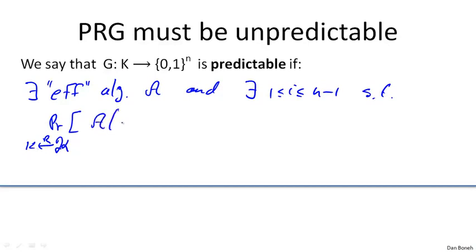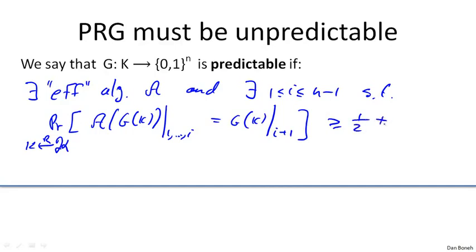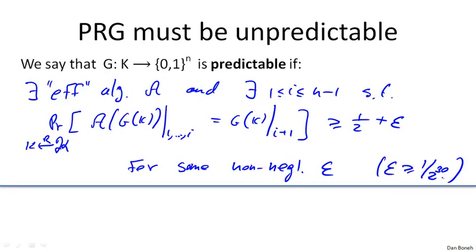Basically, if I give this algorithm the prefix of the output, so I give it the first i bits of the output, the probability that it's able to predict the next bit of the output is greater than half plus epsilon for some non-negligible epsilon. And non-negligible, for example, would be epsilon which is greater than 1 over 2 to the 30. 1 over a billion, for example, we would consider non-negligible. These terms, negligible and non-negligible, we'll come back to at the end of the lecture and define more precisely. But for now, let's just stick with the intuitive notion of what non-negligible means. And so this is what it means for a generator to be predictable.